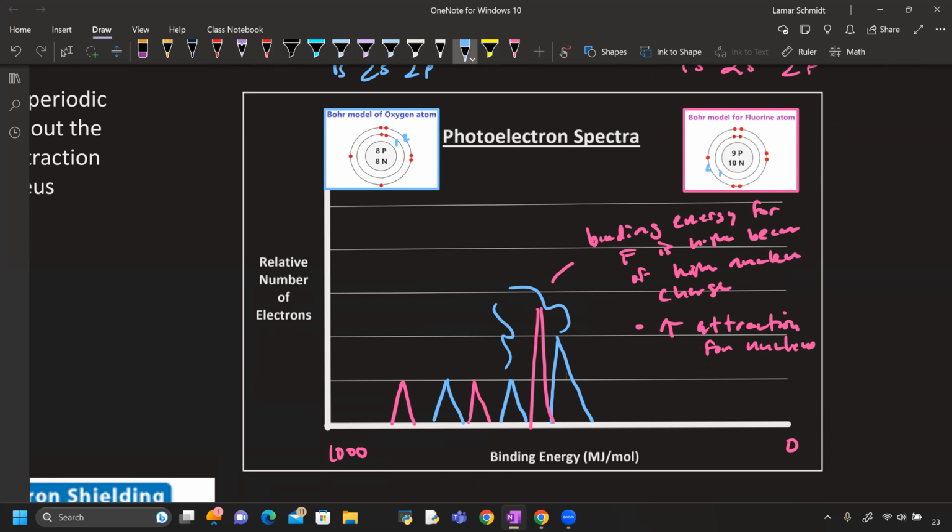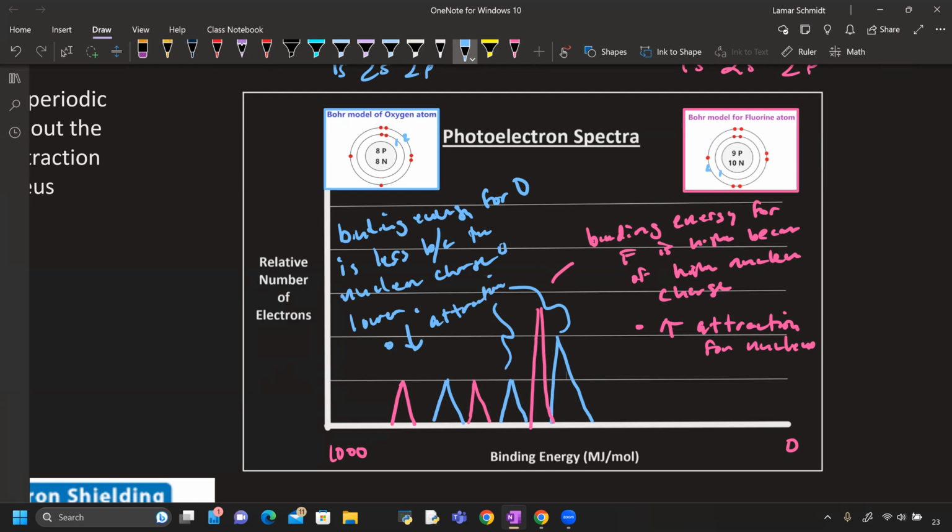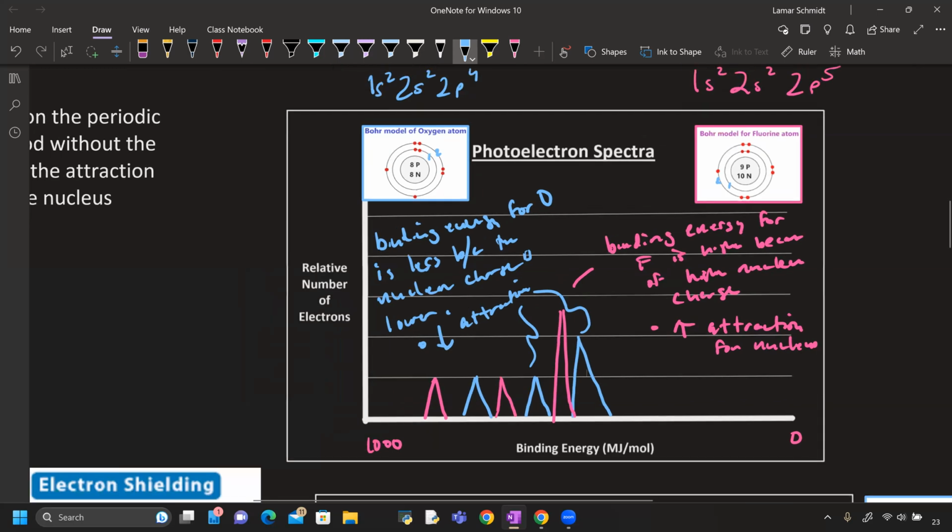And so what we see is the binding energy for oxygen is less because the nuclear charge is lower. And what does that mean? It means lower attraction. So the valence electrons for oxygen have a smaller attraction to the nucleus than do the valence electrons for fluorine. Fluorine has a higher attraction. So that's very important to understand that trend.